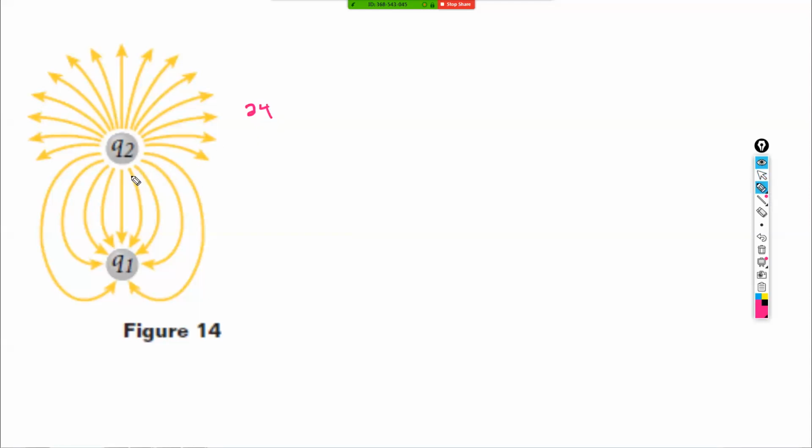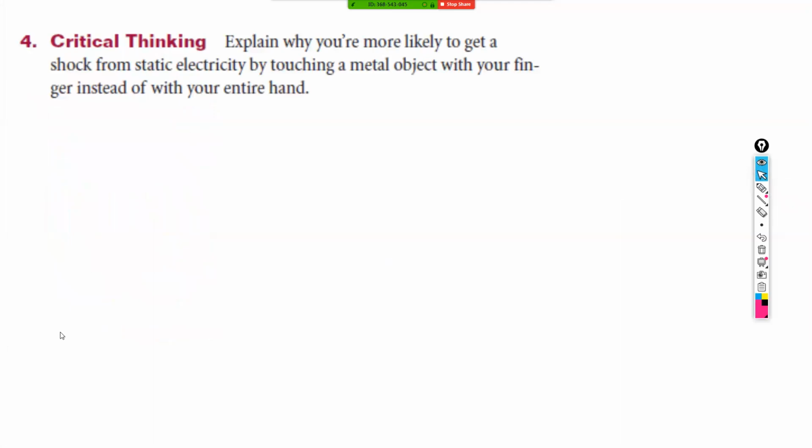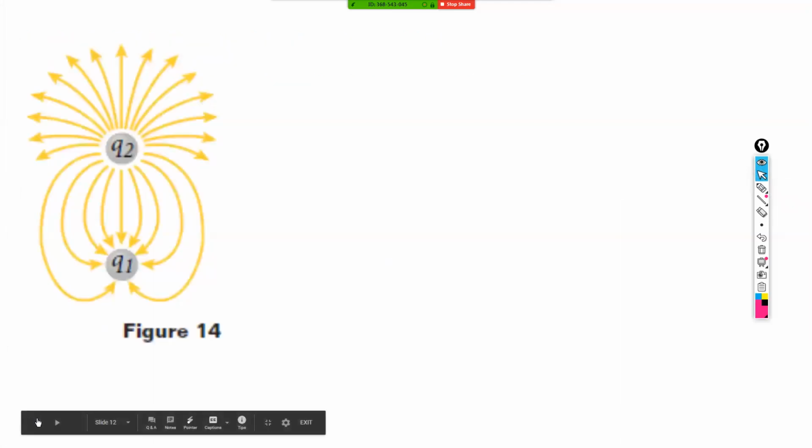Again, I got 9. Okay. So it's a 9 to 24 ratio. Okay, so that's telling you that Q2 is quite a bit stronger. Okay. Not quite 3 times the strength, but almost.